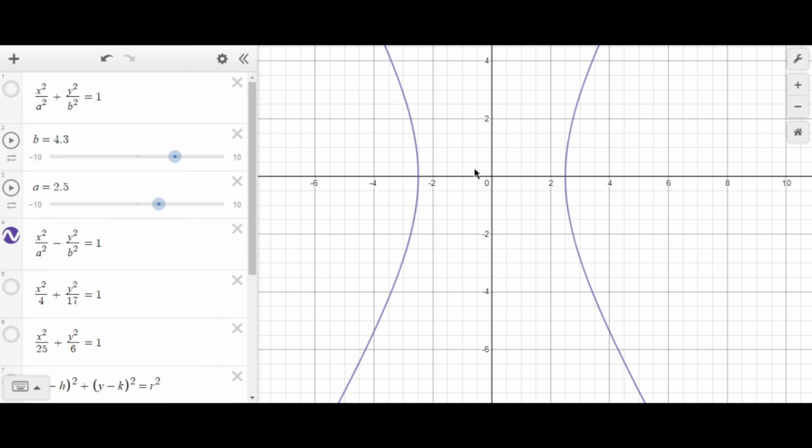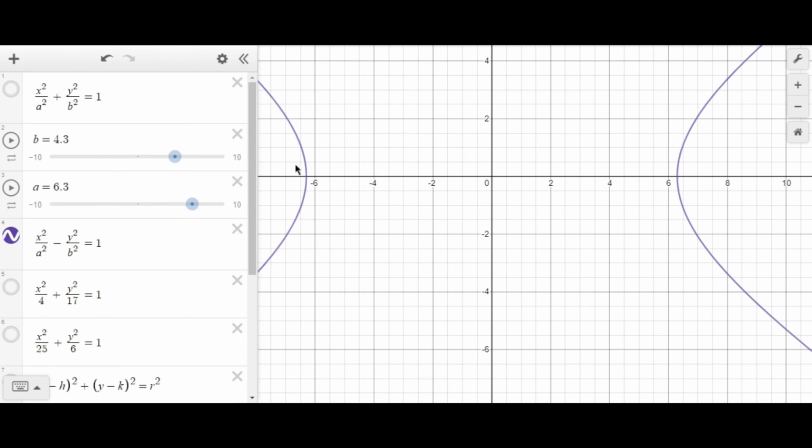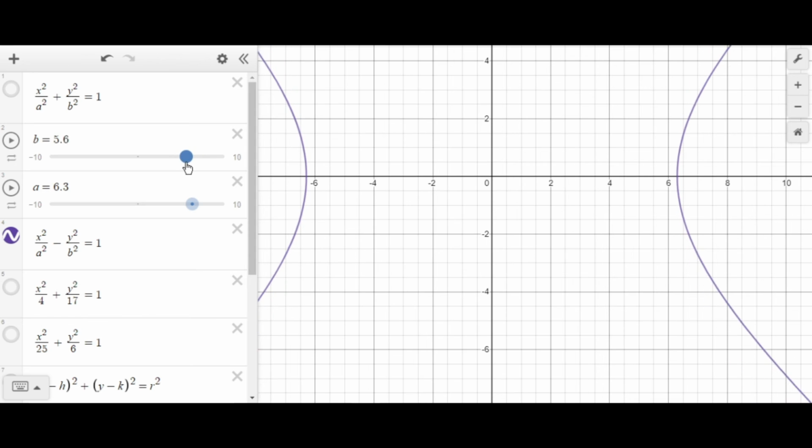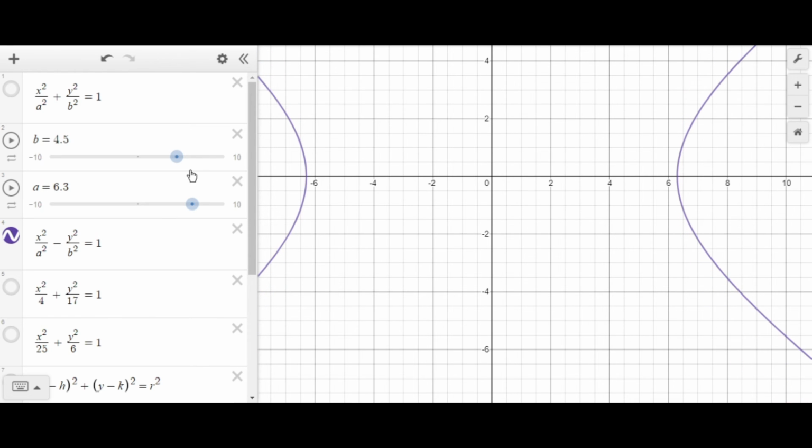The transverse axis is along the x-axis when b is greater than a. But if I increase a, the transverse axis is still along the x-axis. You can see that. If b is greater than a, the transverse axis is still the x-axis. If b is less than a, still it is. So we cannot visualize a hyperbola by comparing the values of a and b. Rather, we have something different. And what is that? The sign.